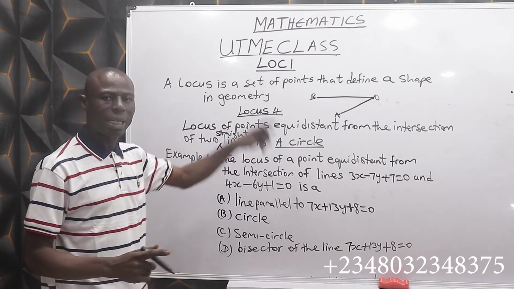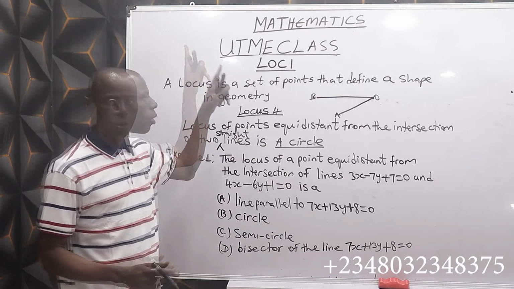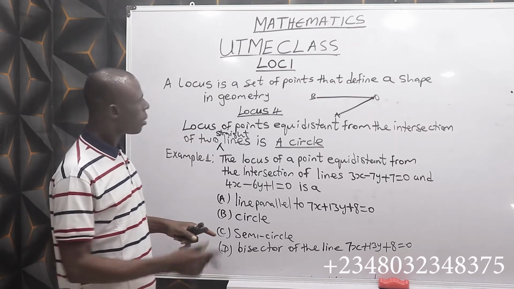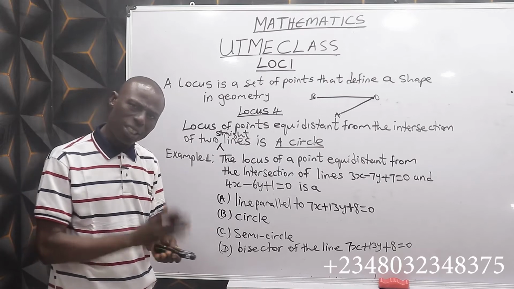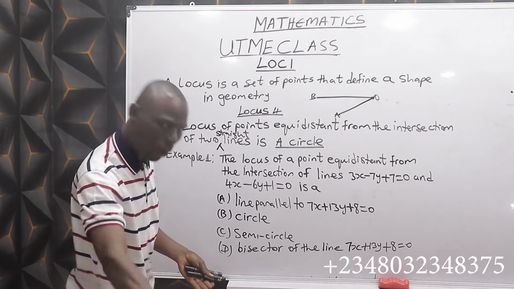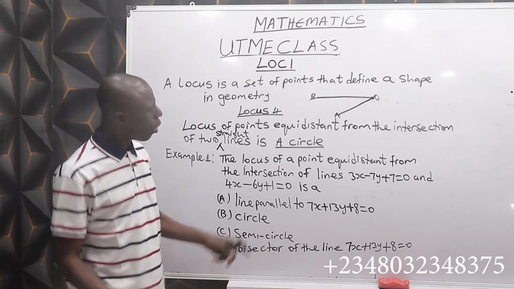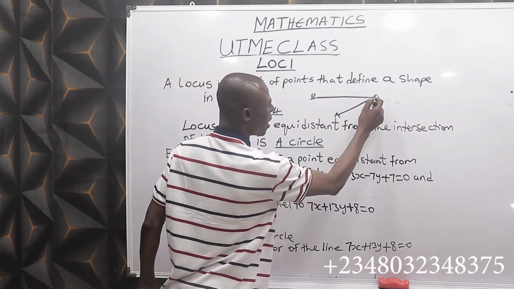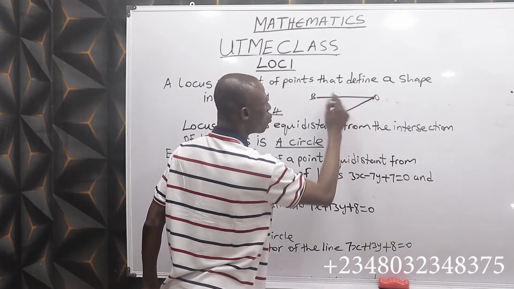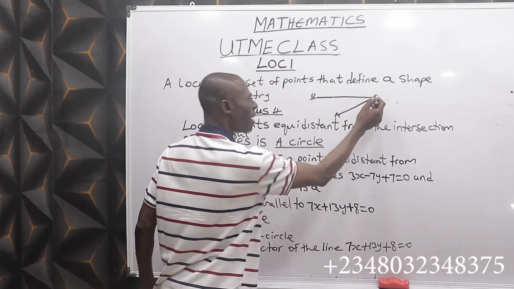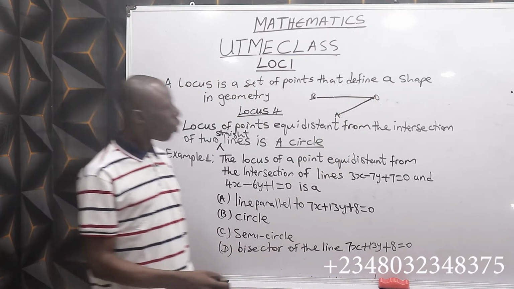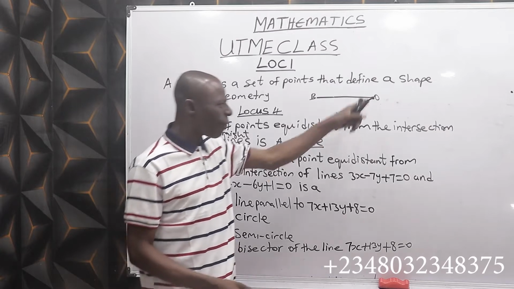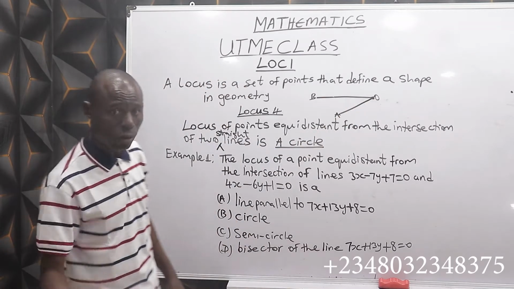Now remember, in the first circle-oriented locus, we say the locus of a point equidistant from a fixed point is a circle. Also, this intersection point of these two intersecting lines is a fixed point. So the locus of a point equidistant from that fixed point also will be a circle.